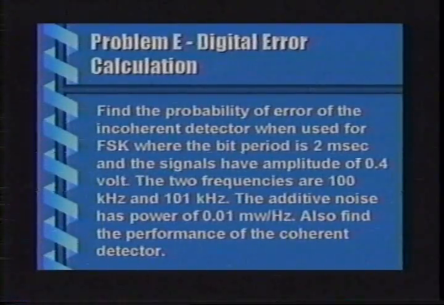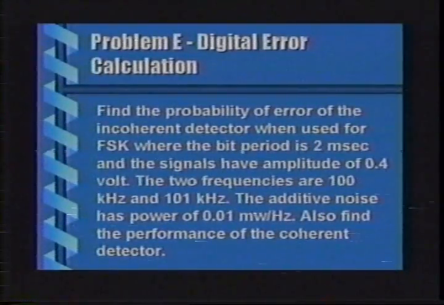The statement of the problem is as follows. You're asked to find the probability of error of an incoherent detector. Detectors can be coherent, keep track of phase and timing, or incoherent. Much easier to build, but they do not perform as well as coherent detectors. You want the probability of error when it's used for FSK, frequency shift keying, where the bit period is 2 milliseconds. So we're transmitting 500 bits per second, and signals have an amplitude of 0.4 volts.